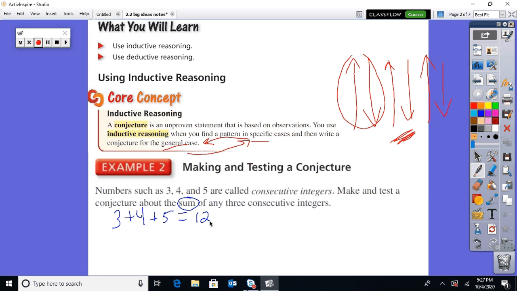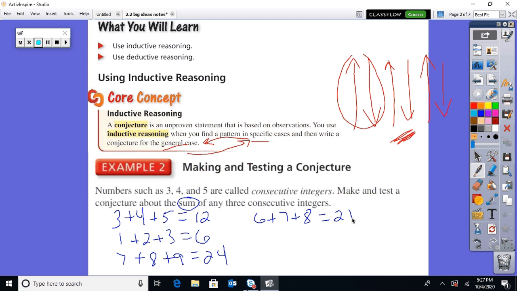All right, let's do some other ones. 1 plus 2 plus 3 is 6. Let's just say 7 plus 8 plus 9 is 24. Do I need another one to see a pattern? Let's see. What about 6 plus 7 plus 8? That's 21. So now, do you see any patterns here? Do you see anything with this number as it relates to those 3? This number, or this number as it relates back?